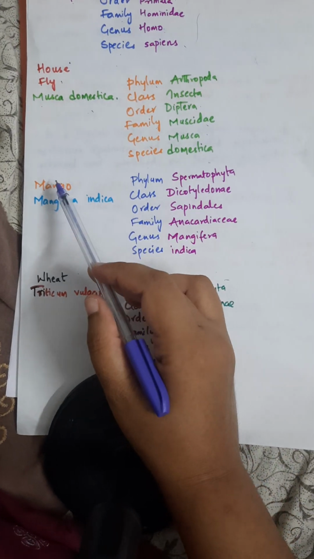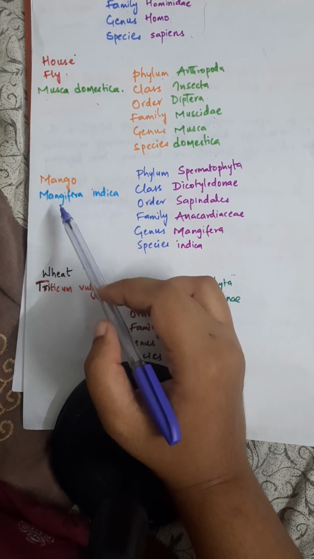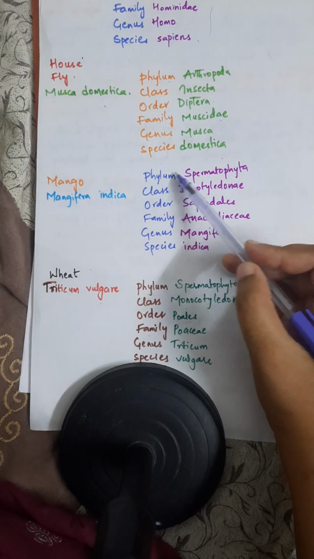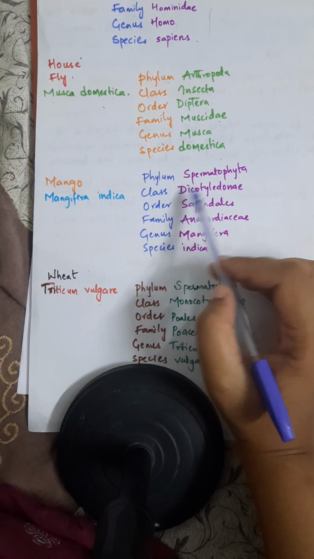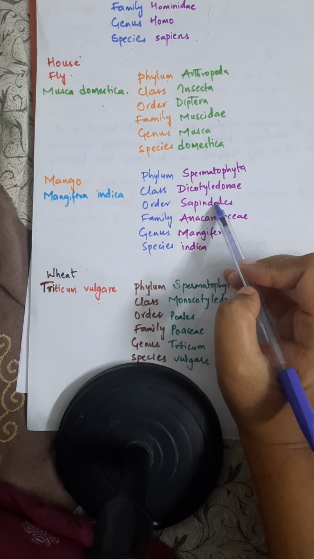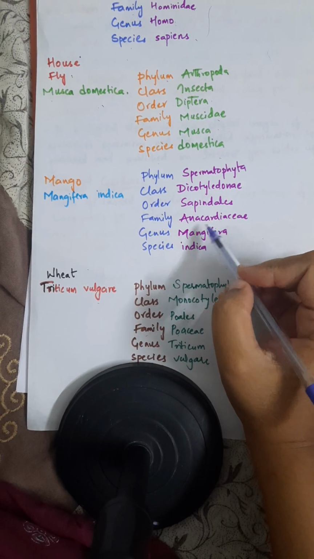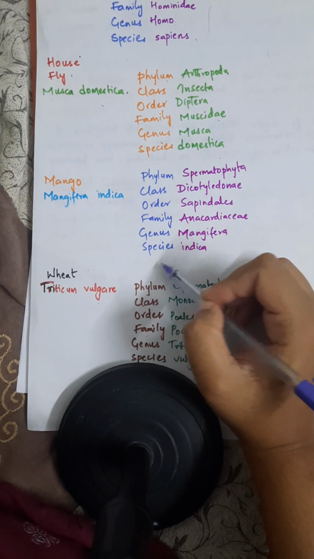Then coming to the mango. The scientific name of mango is Mangifera indica. Phylum Spermatophyta, class Dicotyledonae, order Sapindales, family Anacardiaceae, genus Mangifera, species indica.